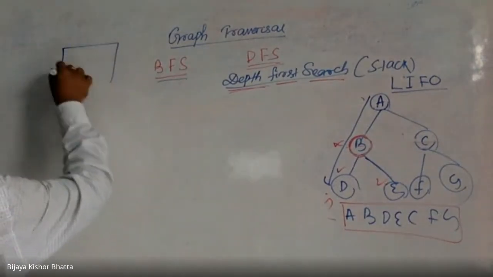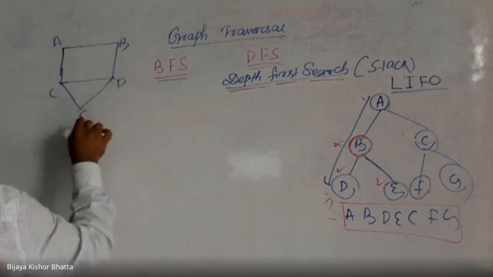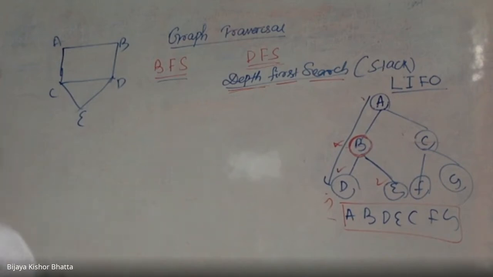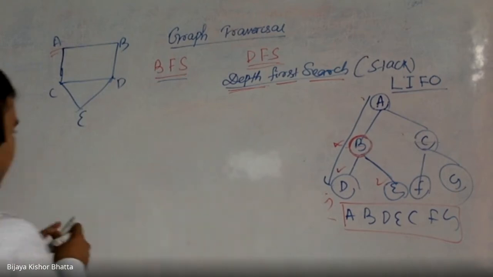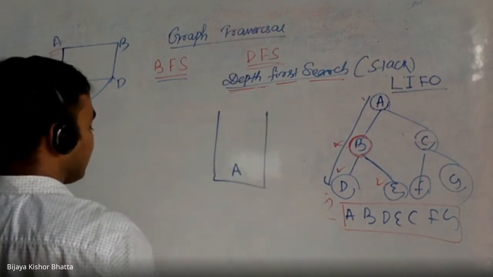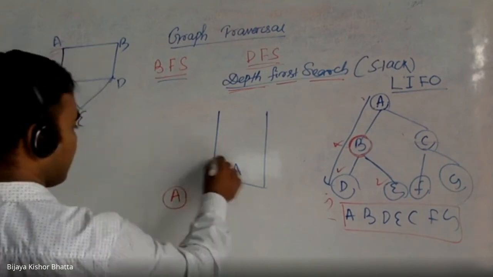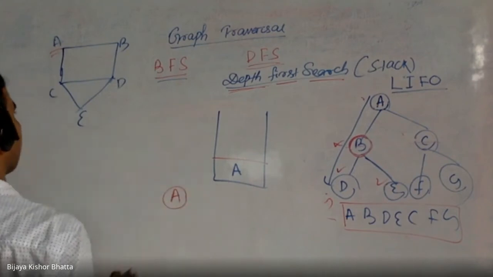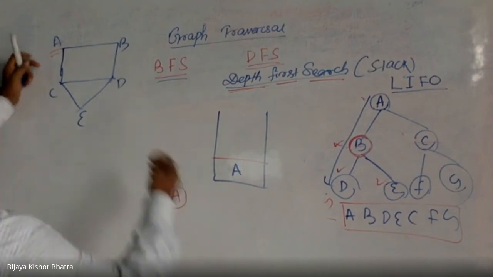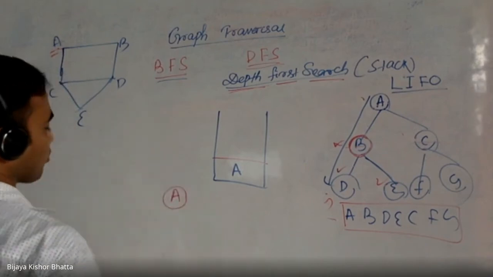Suppose a similar kind of graph, with vertices A, B, C, D, E. Again, suppose you are starting from A. Same thing you need to do. You will create a stack and immediately put A, and you will also process A. A is processed, and you inserted A into the stack. Then you will ask the same question: whether you have any adjacent vertex which is not processed till now.